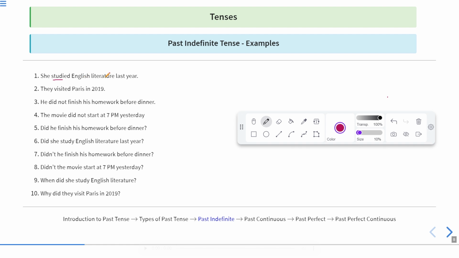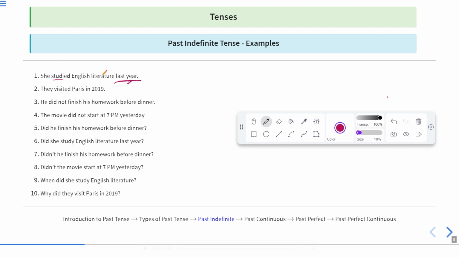She studied English literature last year. Now, what time are we talking about? Last year, and last year shows the past tense. Also, when we know the time of action, we write the sentence in past indefinite tense. I told you the difference between present perfect and past indefinite is just this: when we know the time of action, we write it in past indefinite tense, and when we do not know the time of action, we write it in present perfect tense. But that time should show the completeness of the action.